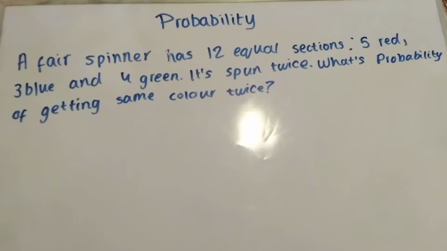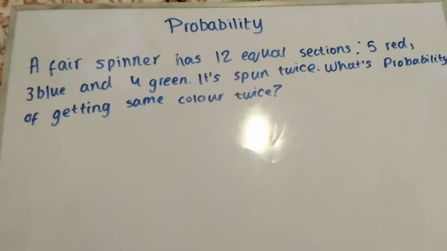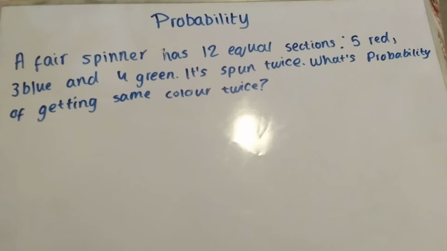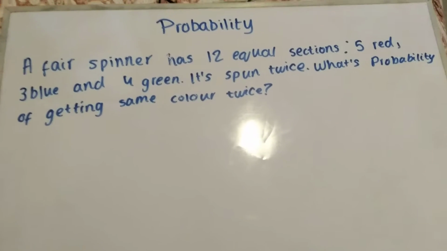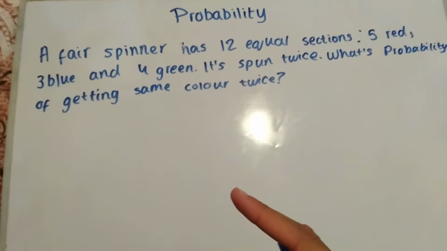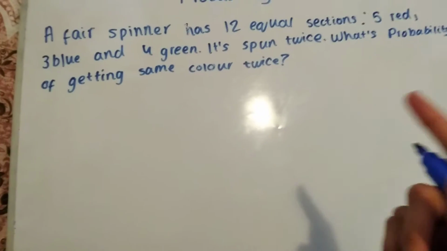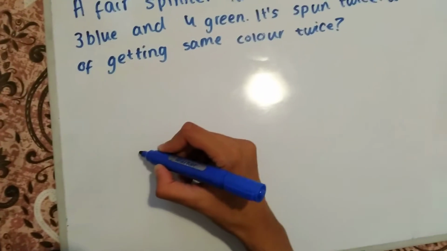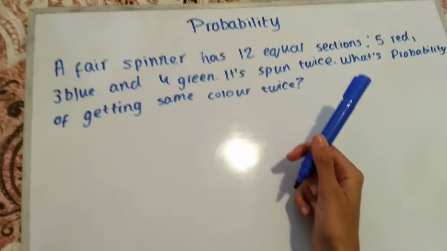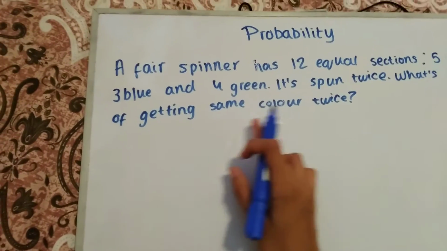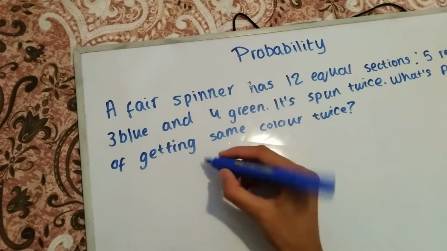A fair spinner has 12 equal sections, 5 red, 3 blue and 4 green. It is spun twice. What's the probability of getting the same color twice? Well, to answer this type of question, we need to draw a probability tree diagram. What that basically means is we have to draw a diagram that can represent the different outcomes that we will get.